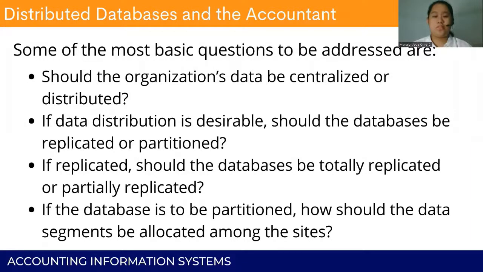The decision to distribute databases is one that should be thought of carefully. There are many issues and trade-offs to consider, so some of the most basic questions to be addressed are: first, should the organization's data be centralized or distributed? Next, if the data distribution is desirable, should the databases be replicated or partitioned? Next, if replicated, should the databases be totally replicated or partially replicated? And lastly, if the database is to be partitioned, how should the data segments be allocated among the sites?